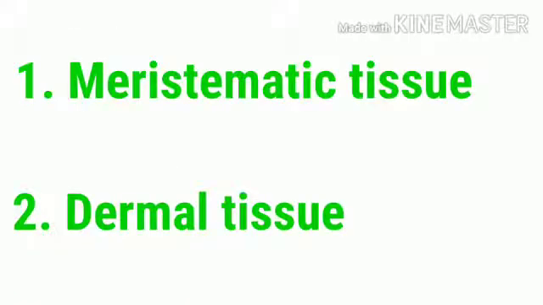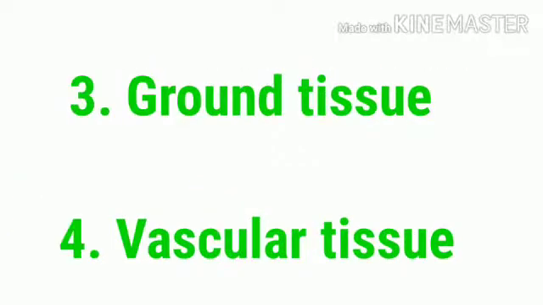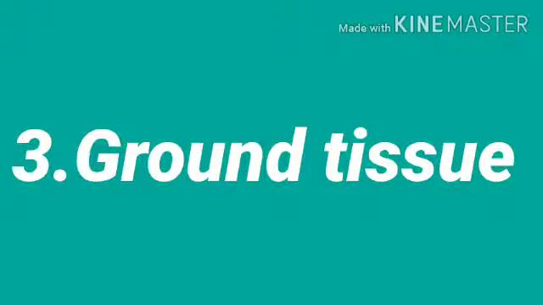So far we have learnt the two types of plant tissues. They are meristematic tissue and dermal tissue. Now let us see the remaining two types, ground tissue and vascular tissue. First, the third one, ground tissue.